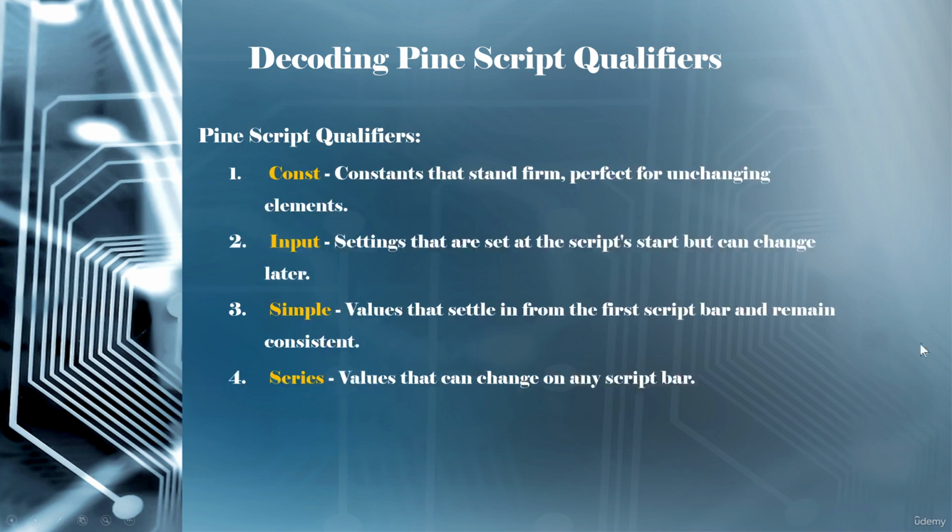So let's begin. In Pine Script, qualifiers are like labels on ingredients, telling us when values join the script's party. There are 4 types: const, input, simple, and series. Each type plays a role, and understanding them is the key to scripting success.